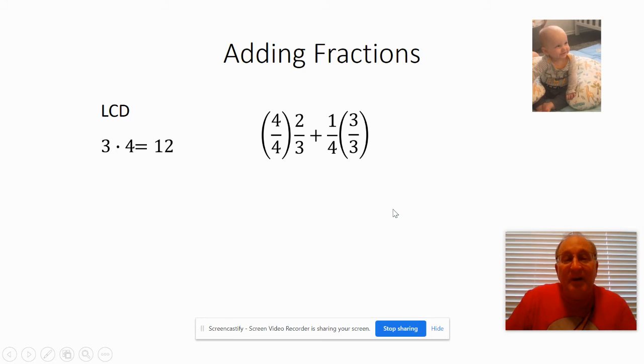Okay, so here we go. So now we multiply the top. 2 times 4, 4 times 3 is 8. The 3 times 1 and 4 times 3 is 12, 3 twelfths. Now I have a common denominator. I can add them and get 11 twelfths.